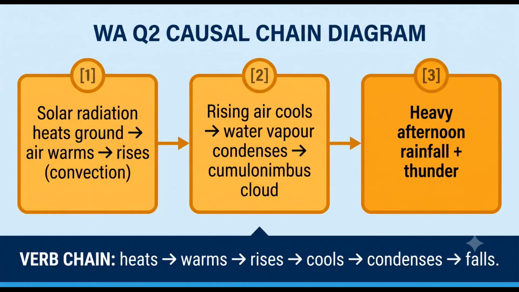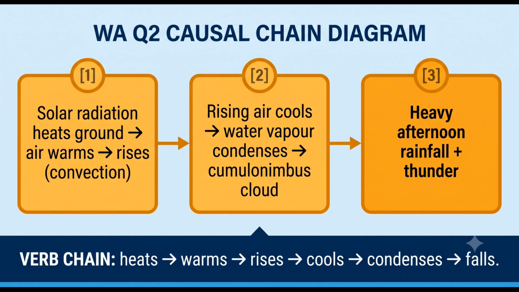For WA Question 2, the exam does not ask you to write all 6 steps in full. It asks you to explain the process in 3 marks, 1 mark per cause and effect link. Look at the causal chain on screen. Mark 1. Solar radiation heats the ground, warming the air above, which becomes less dense and rises rapidly. That is convection. Mark 2. As the rising air cools at higher altitudes, water vapor condenses to form large cumulonimbus clouds. Mark 3. This produces heavy rainfall in the afternoon, often with thunder and lightning.